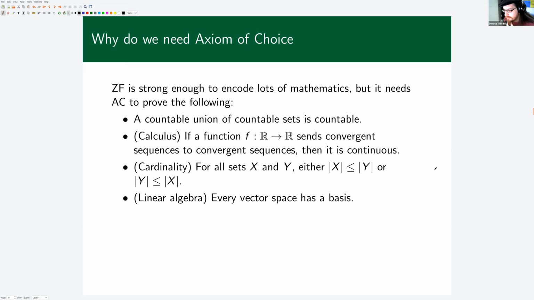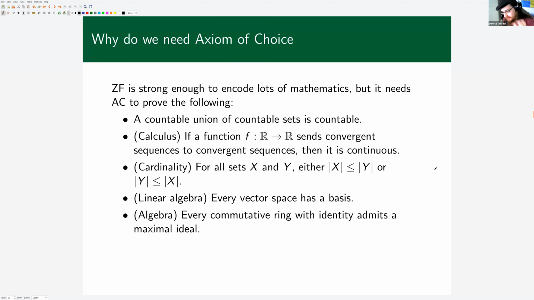All right, so I knew Jim was going to be in the audience, so I had to throw in an algebra fact here. You need choice to say that every commutative ring with identity admits a maximal ideal. And you don't need commutative here. It's just that if you remove commutative, you have to specify whether you're talking about left or right ideals.